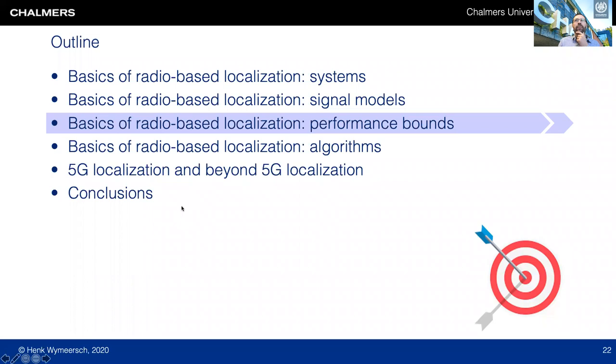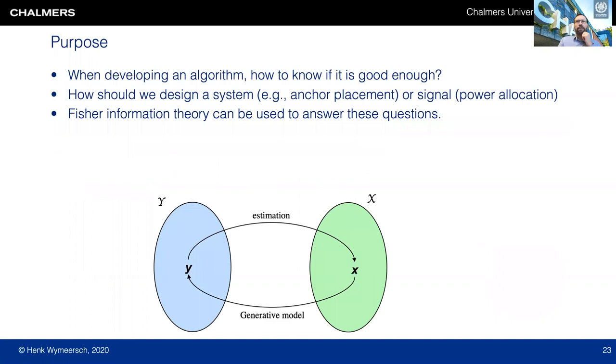All right, now that we know a little bit about the different positioning systems and different signal models, let's go into the performance bounds. This is something that I personally really like, but many people skip this step when they're developing algorithms. The performance bounds in part try to answer the question, when you develop an algorithm, how do you know if it's good enough?